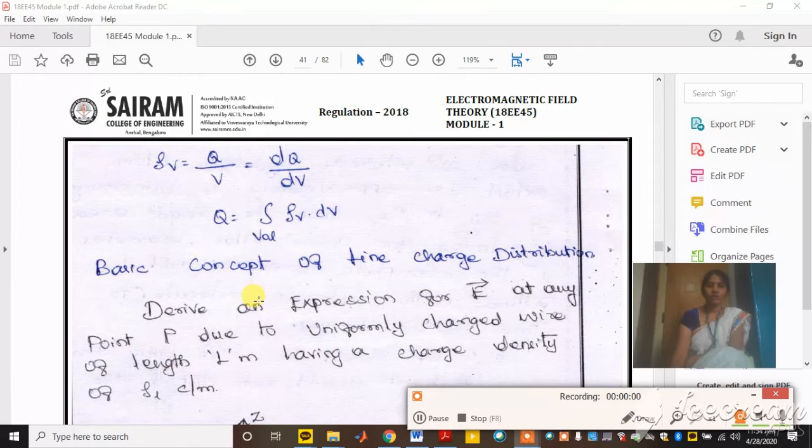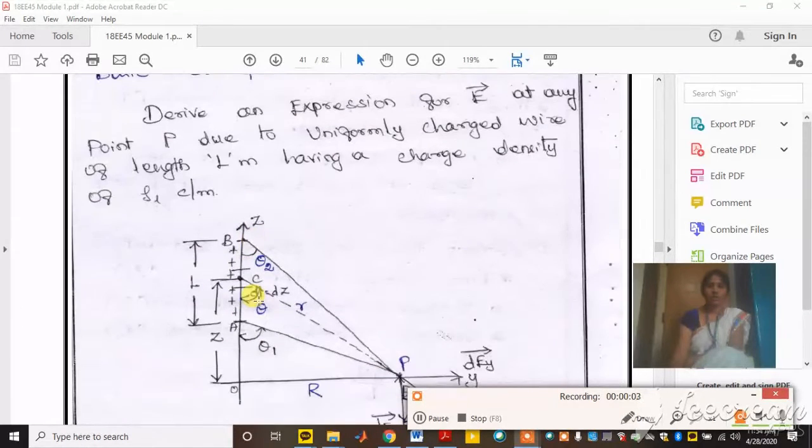Charge distribution, we'll see some derivations under electric field intensity. The first one: derive an expression for the electric field intensity at any point due to a uniformly charged wire of length L meter having a charge density of ρL coulomb per meter. This is the expression we need to derive for the electric field intensity on a uniformly charged wire.